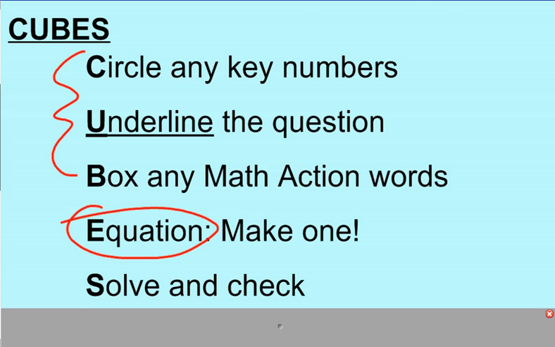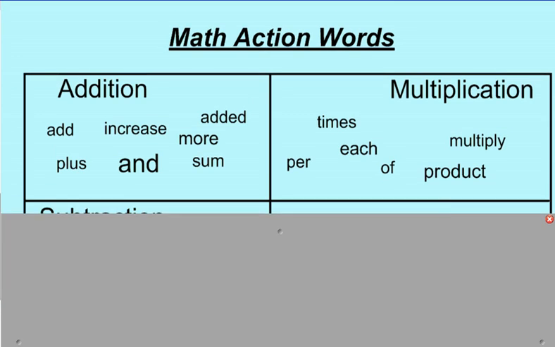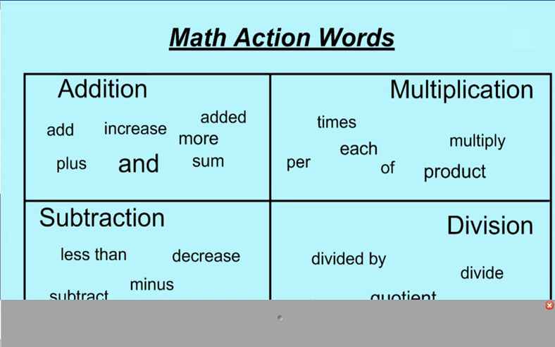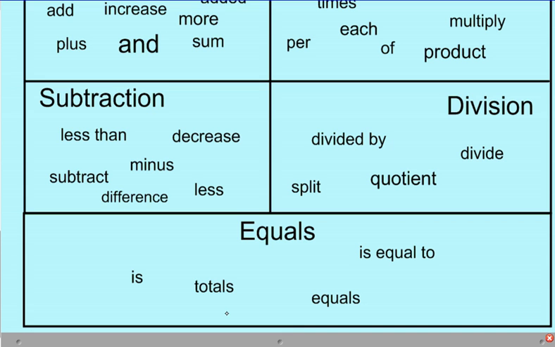All right, math action words. To recap, these could be in your notes from chapter 4, chapter 2, chapter 1. Addition: we have lots of words for addition, like add, increase, added, more, sum, and plus. Multiplication would be times, per is a good one, of is a good one, multiply, product, and each. Subtraction: you might see the words less than, less, minus, decrease, subtract, and difference. Division: divided by, quotient, divide, split. And then equals could be is, totals, or is equal to. Those are all common ones for those special terms.